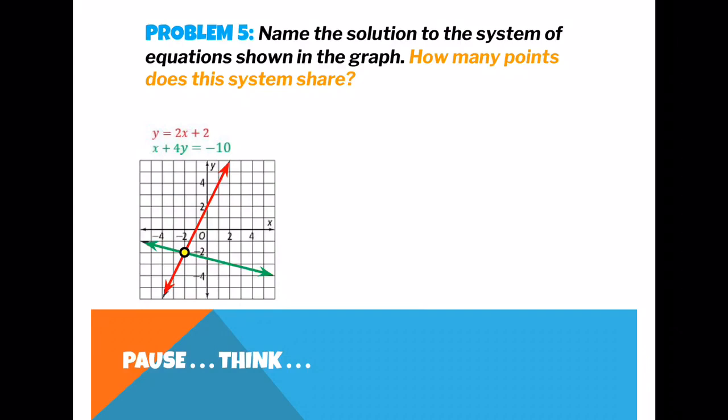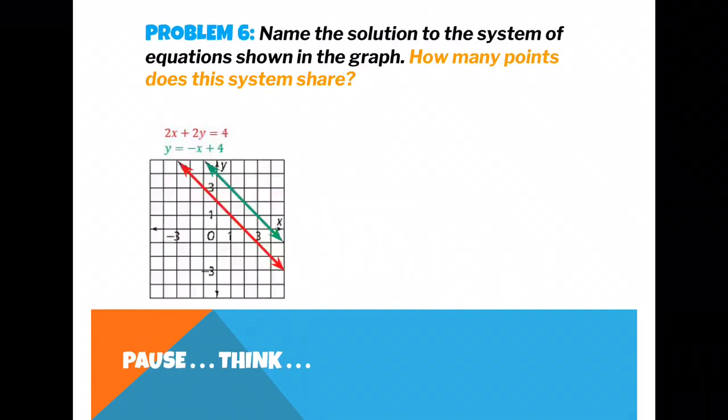So in problem number 5, we're asked to name the solution to the system of equations shown in the graph. And I ask you, how many points does this system share? It's pretty easy to see that there is only one point that both of these red and green lines share. And that's the point where they intersect, right? That's the point -2, -2. That's clearly the shared point between these two lines. So we have one solution for this system of equations. Let's look at another one.